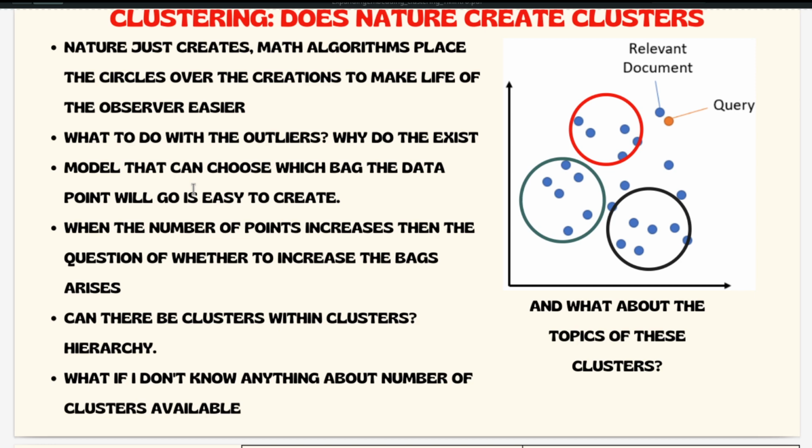We need a model that can choose which bag the data point will go into. Once you create a cluster, assume you have already created a cluster, but you have got a new point. How will you make the model in such a way that it will directly take the point and put it inside a particular bag? That is where the algorithms come into the picture. We will be looking at how it is done. There are various kinds of mechanisms, like using distance, or agglomerative clustering, or hierarchy. So there are various ways to take a new data point and place it inside a particular category.